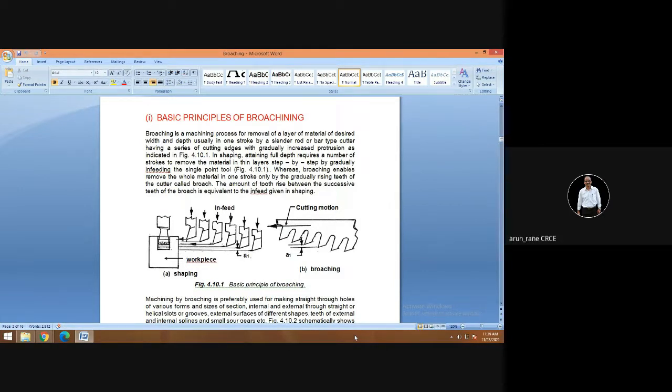Now what happens in reaming, the feed rates are very low. The feed rates are in the range of 0.08 to 0.1 millimeter per revolution. Even the cutting speeds are less. Cutting speeds for reaming are 8 meters per minute for an MS workpiece and HSS reamer.